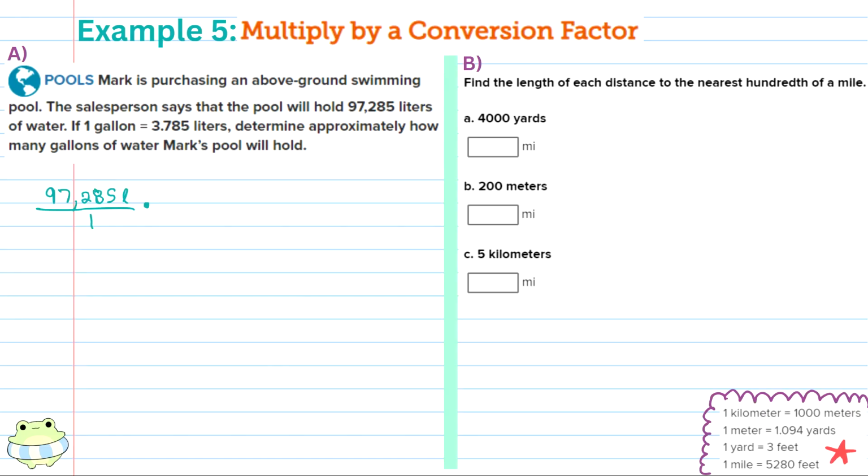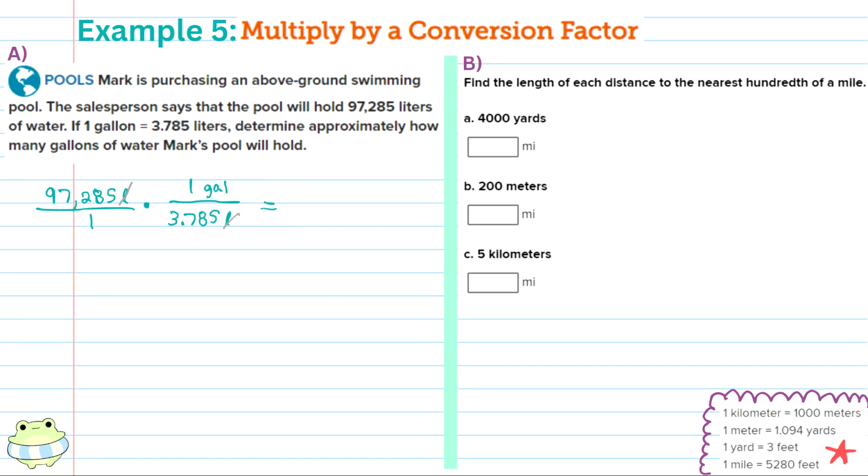So this conversion factor that they give us, the fact that 1 gallon is equal to 3.785 liters, we want liters to cancel out. So this 3.785 liters is going to go on the bottom where 1 gallon's on the top. So liters will cancel out and I'm left with a label of just gallons, and we want to know approximately how many gallons of water the pool's going to hold, so this is perfect. So now all I have to do is multiply this out.